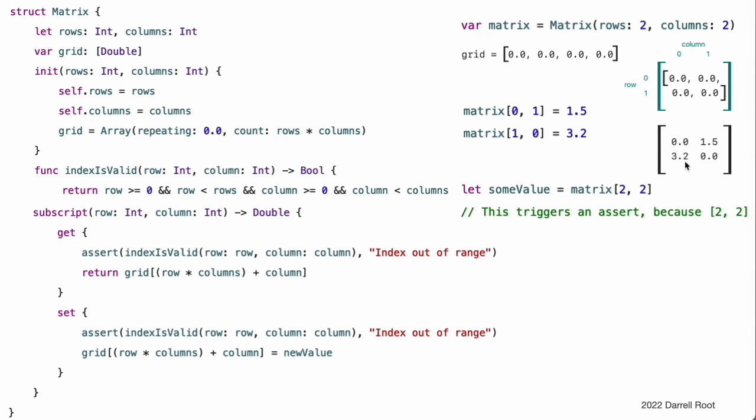The Matrix subscript's getter and setter both contain an assertion to check that the subscript's row and column values are valid. To assist with these assertions, Matrix includes a convenience method called indexIsValid(row:column:), which checks whether the requested row and column are inside the bounds of the matrix. An assertion is triggered if you try to access a subscript that is outside the matrix bounds.